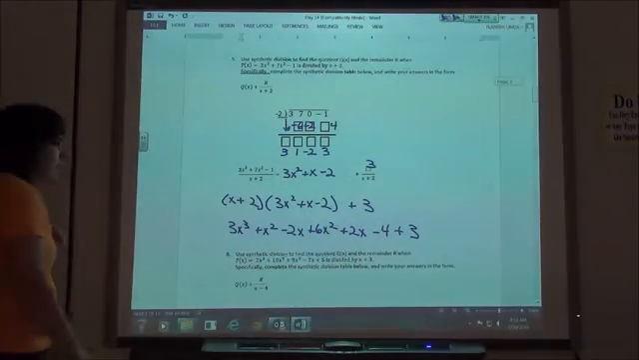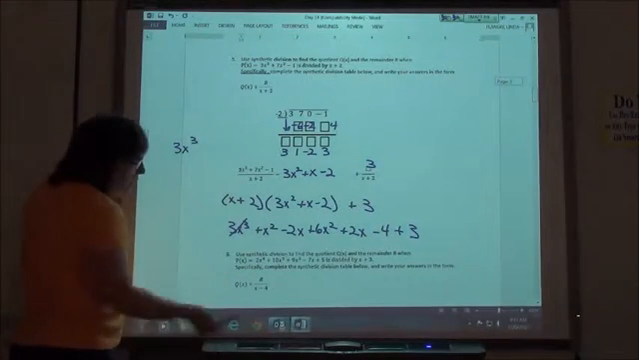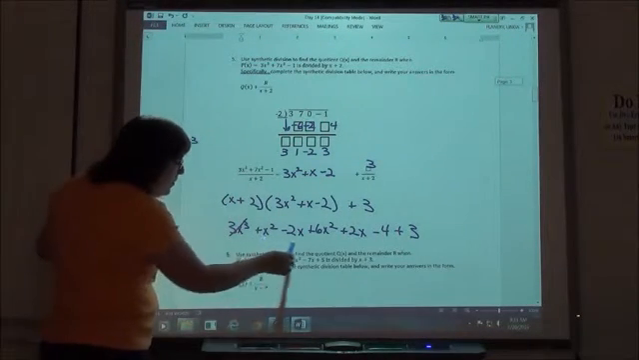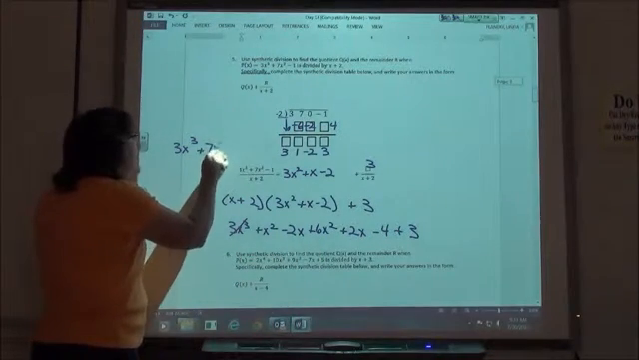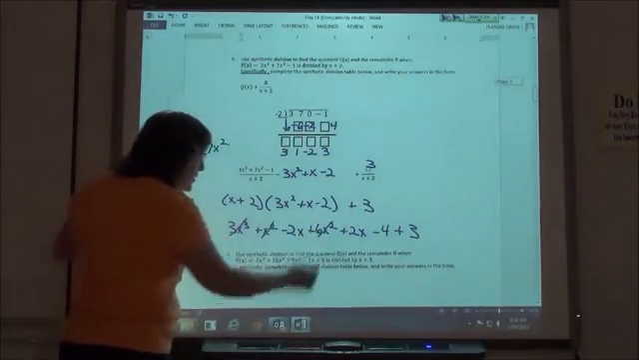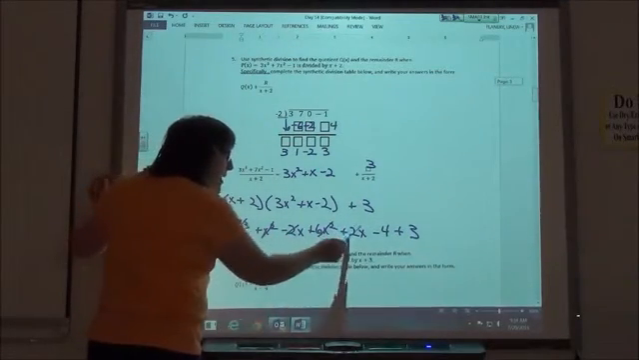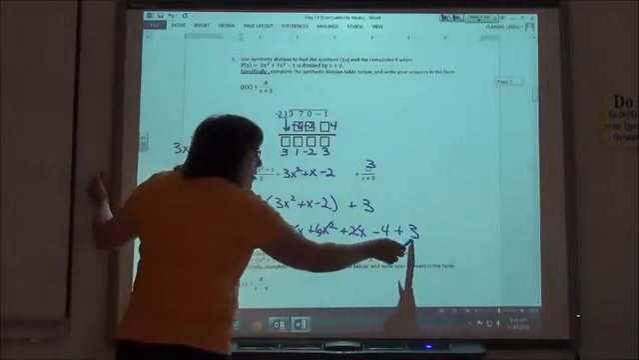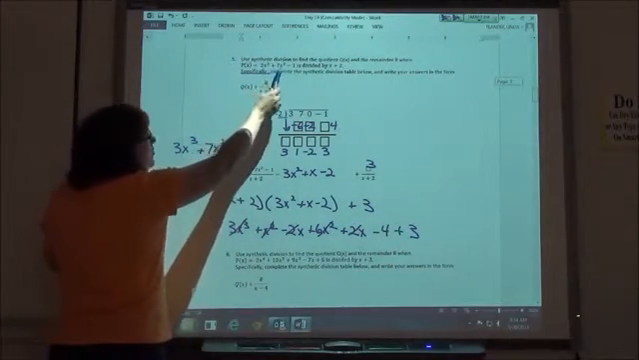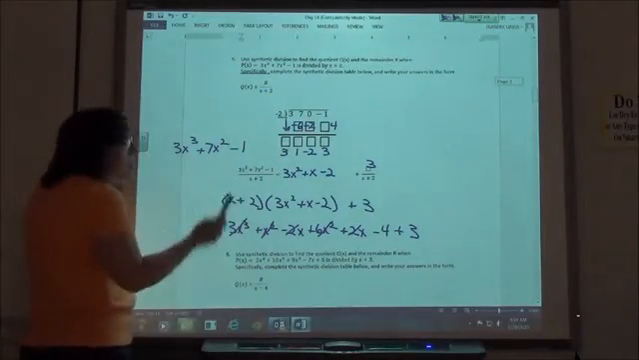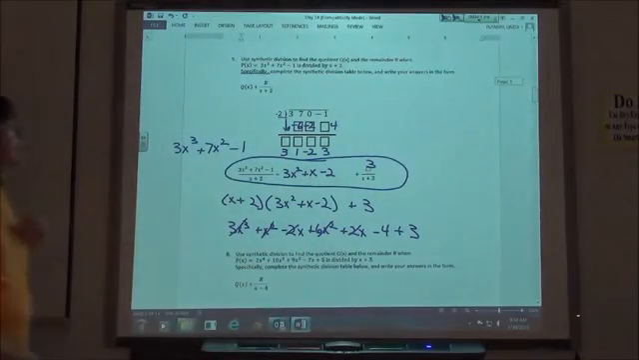So combining my like terms, I've got 3x to the third. I have an x squared plus a 6x squared, which would be 7x squared. Then I have a negative 2x and a positive 2x. Those are going to cancel. Negative 4 plus 3 is a minus 1. So you can see we got 3x cubed plus 7x squared minus 1. Everything checks out all nice and neat. And so that would be my answer.